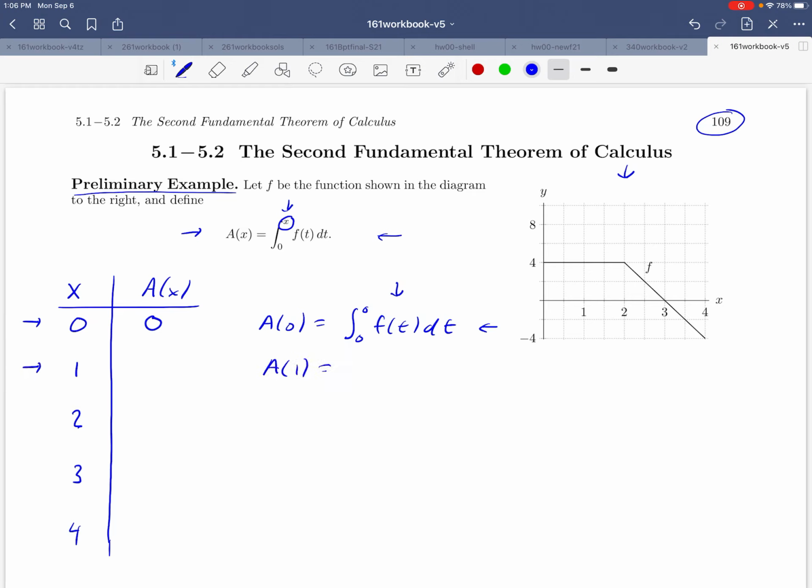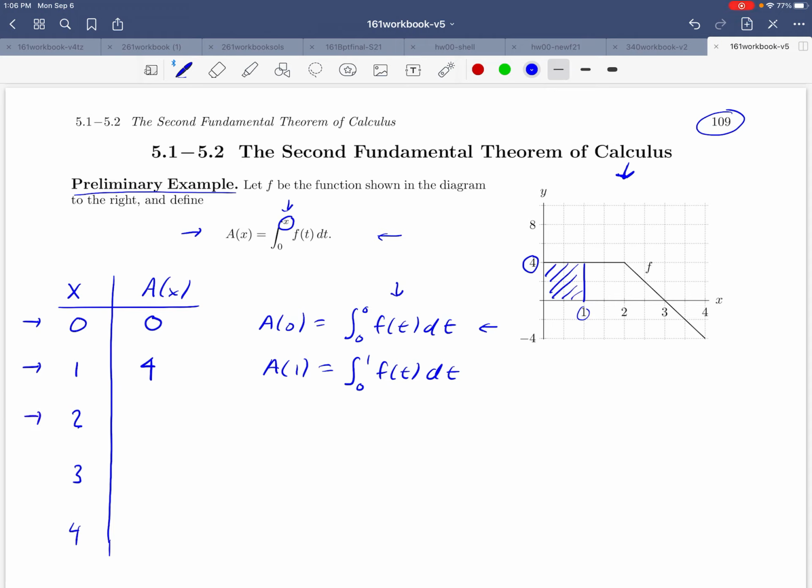Same idea. Now we're replacing that x with 1, and the integral that we need to calculate is the integral from 0 to 1 of f of t dt. That again is about area, so we'll go over to the right with our function and highlight the area between 0 and 1. That's what it looks like shaded, and notice that it's a rectangular area. The height of the rectangle is 4 and the width is 1, so the area is 4 times 1, or 4. That's our output. And we keep going this way.